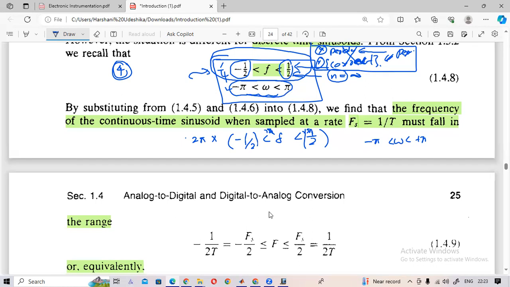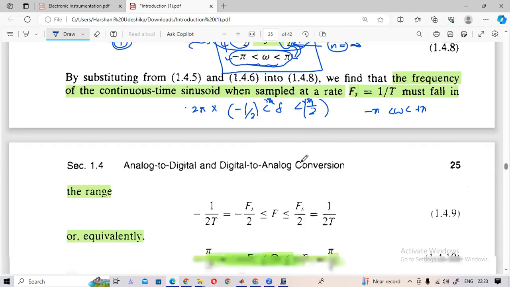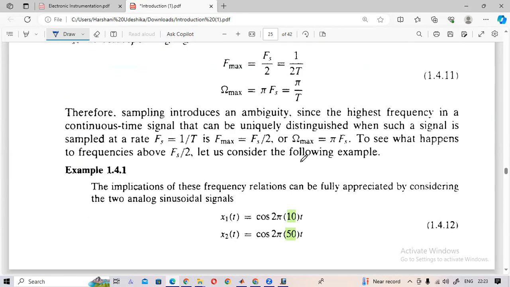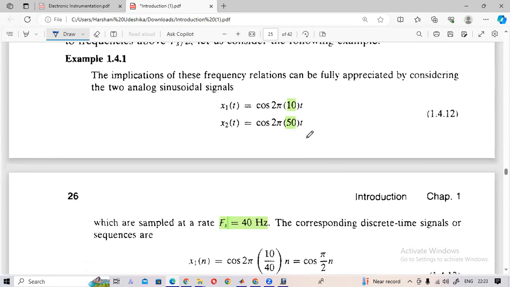This is with respect to angular frequency, and this is the normal frequency. So these two are the same condition. I will explain that phenomenon using this example.